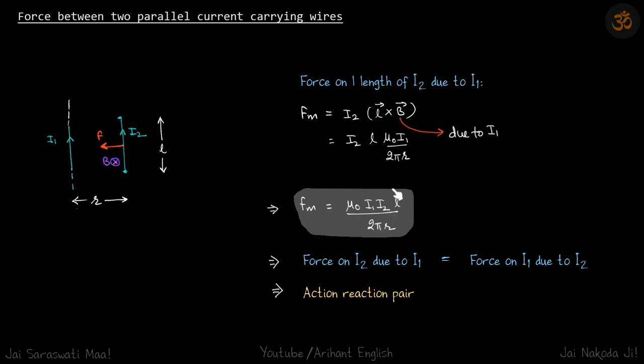Now if you see this formula, if you take the L length of I1 and try to find the force on it, you will get the same force F and that too attractive. So we can say force on I2 due to I1 in magnitude is equal to force on I1 due to I2. So both the forces will be towards each other. So these forces are action-reaction pair.